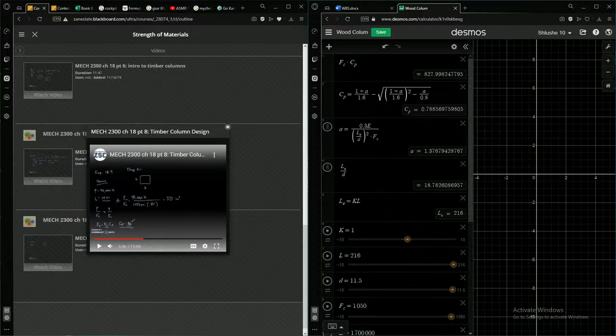So okay, we got L E over D, 18.78. Alpha equals 0.3 times 1,700,000. That's the modulus of elasticity. I don't fully understand what modulus of elasticity is, but to me, it's how much something can bend, how rigid something is.